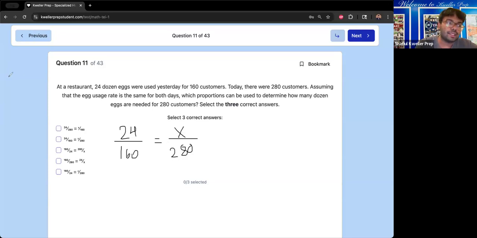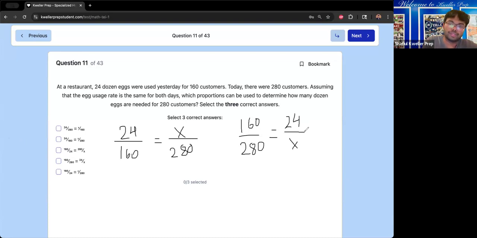The other thing you can also say is that we can set a ratio between, this is just one day, right? In one day, 24 dozen eggs were used for 160 customers. And this is one day, X eggs were used for 280. You can write a ratio of the number of customers. So here in this case, it's 160 over 280. These are the number of customers, and they equal to the rate of the eggs. So for 160 customers, it was 24 eggs. 280 customers, it was X eggs. We don't know what X is. We're going to solve for it. But this also works. Does that make sense to everyone?